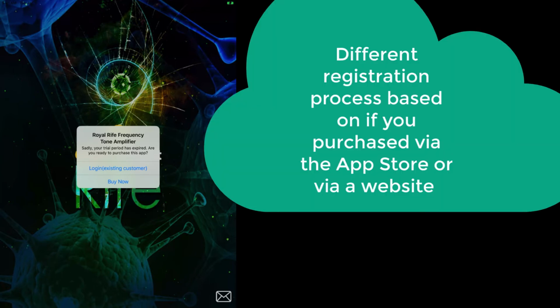Now, if you have purchased the Royal Rife app through the App Store, in other words, you've made the purchase through your Google Play Store or through your App Store, and you want to restore the purchase, you would go ahead and click on the Buy Now. However, if you have purchased the app through one of our websites, our Insight Health app websites, or one of our affiliates or distributors, you would need to log in as an existing customer. So for illustration purposes, I'm going to go ahead and show you the Buy Now feature.